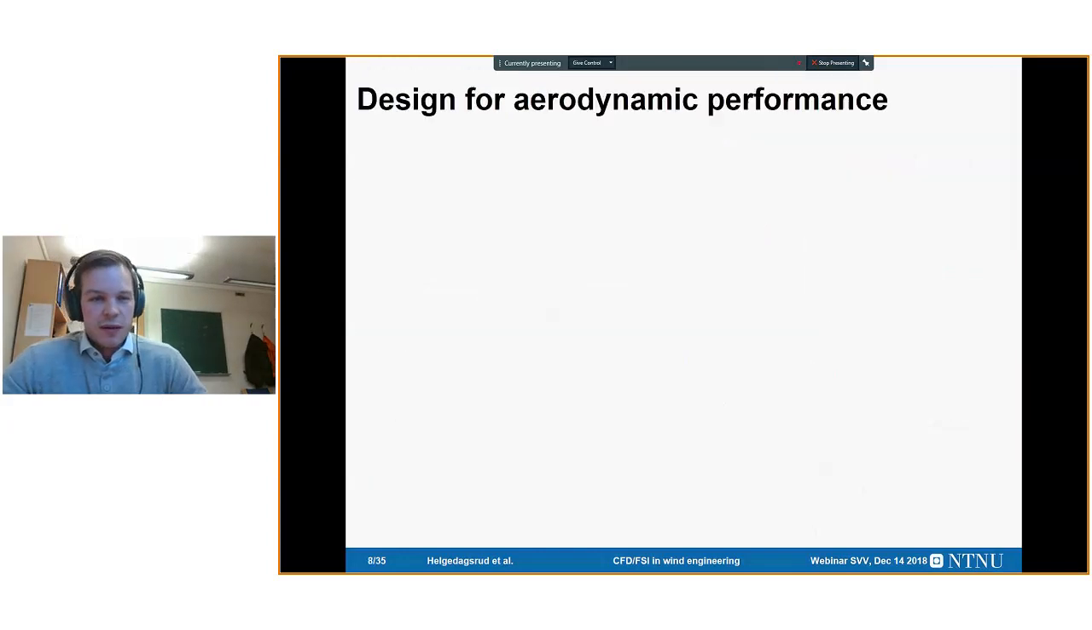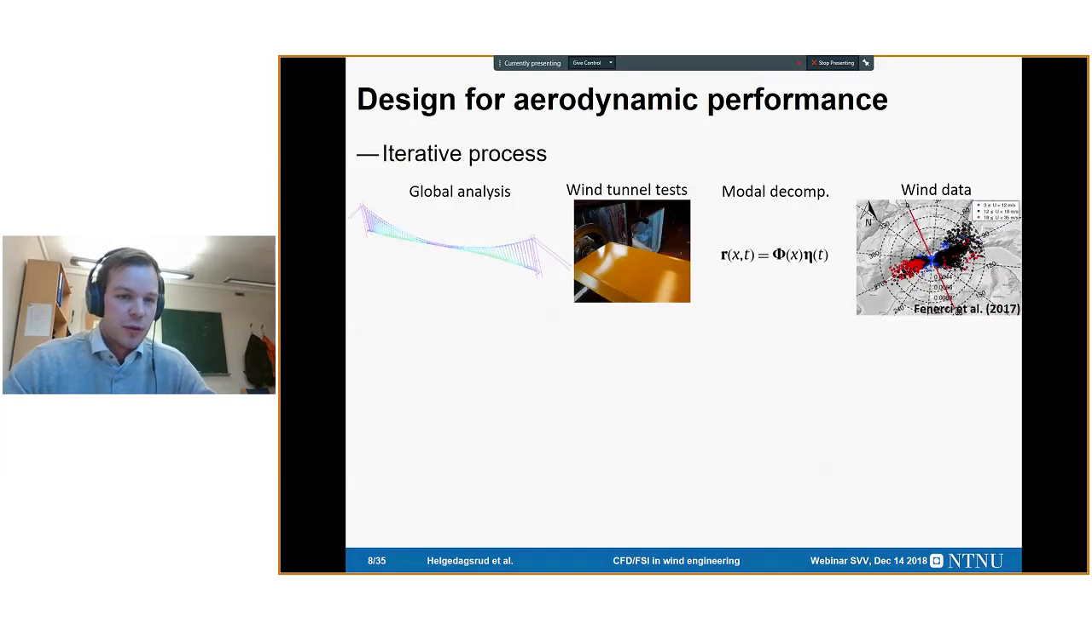The way this is taken into design is typically an iterative process between a global analysis, where you get the still air structural properties of the bridge, and a series of wind tunnel tests of the bridge deck segment. You put this into the modal analysis, and you compare it to the design winds or wind measurements.